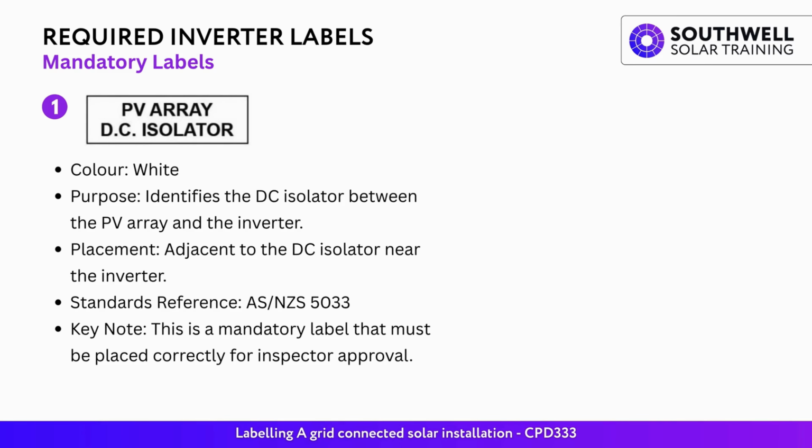Number 1. PV array DC isolator label. This label identifies equipment and must be installed adjacent to any PV array DC isolator, whether it's integrated into the inverter, separate but adjacent, or a rooftop isolator. This is an information label, so black text on a white background is fine. Keep it clear and durable, ensuring the adhesive holds over time, especially on outdoor isolators.